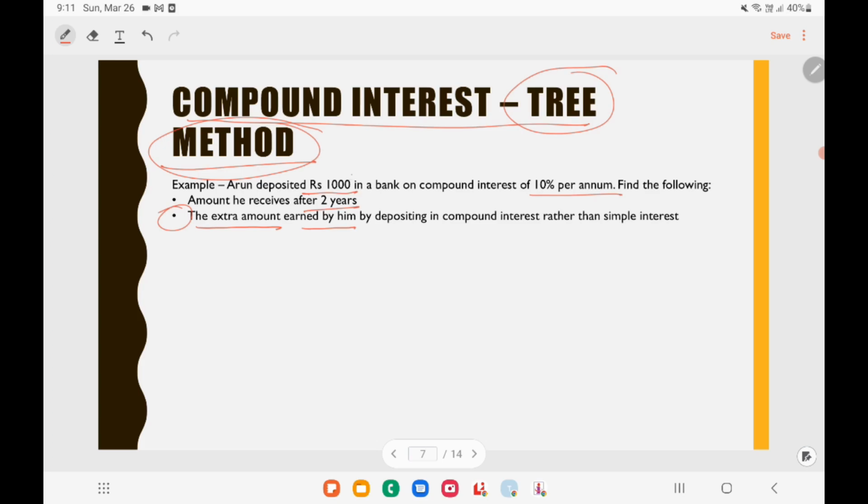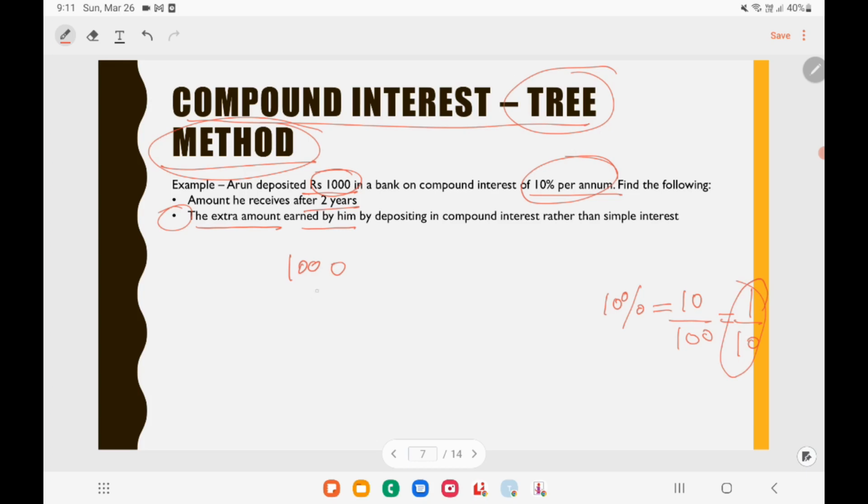So here the amount, that is the principal amount, is 1000. Just write 1000 like this. Here the interest is 10% per annum. So 10% means 10 by 100, right? So that is 1 by 10. So 10% is equal to 1 by 10. You need to take the fractional form.